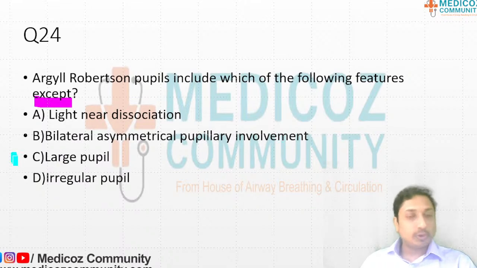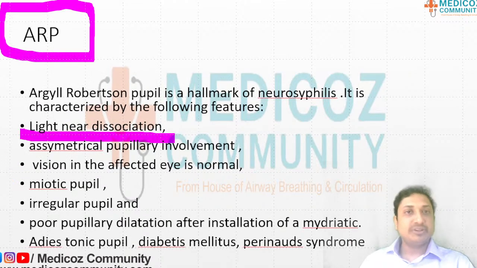Large pupil? No, because we have seen the pupil is myotic and small. Irregular pupil? Yes, it is a feature. So the answer was C.